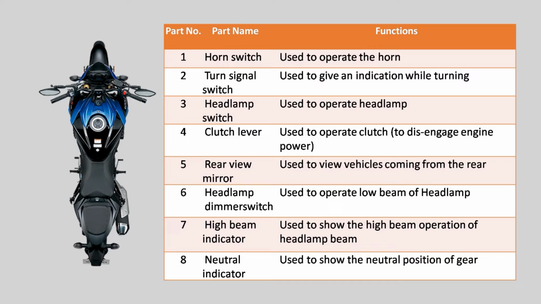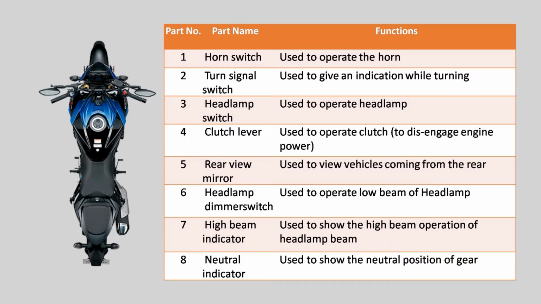Another important part is the rear view mirror. Here the rider wants to see if there is any vehicle coming from the backside. He will have the rear view mirror. It will basically guide the rider so that he should take a precaution.